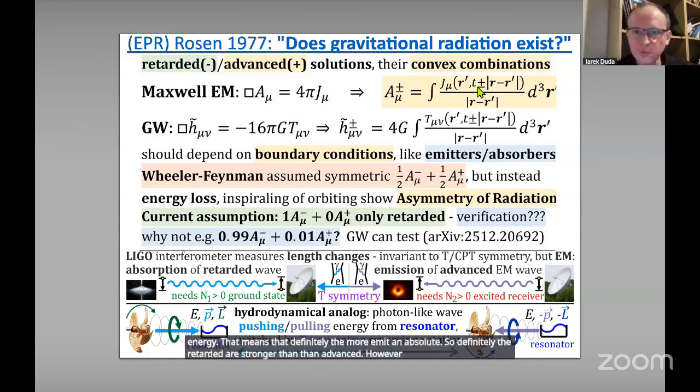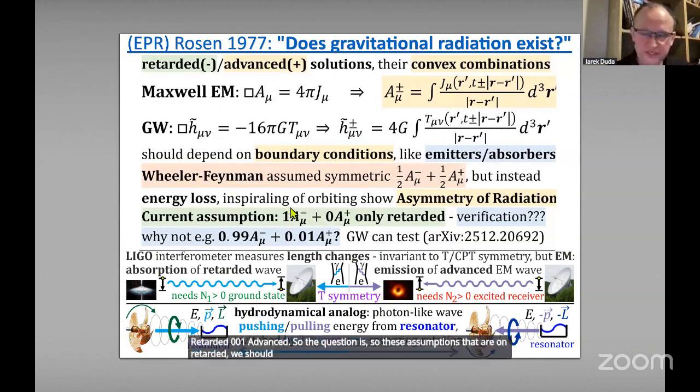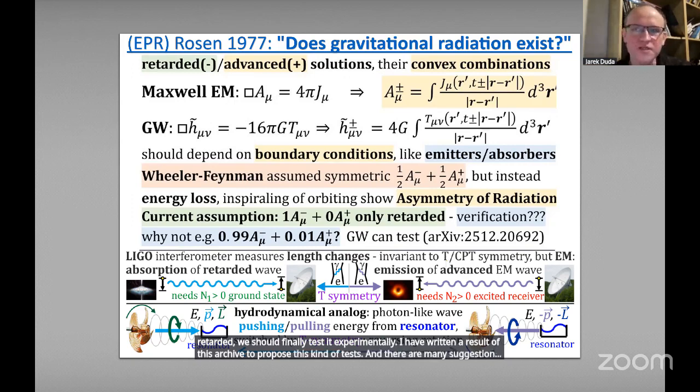However, we assume they are infinitely stronger, but maybe it's not infinity. So maybe it could be, let's say, 0.99 retarded, 0.01 advanced. So the question is about these assumptions that they are only retarded. We should finally test it experimentally. I have written this arXiv paper to propose this kind of tests. And there are many suggestions that indeed there might already be evidence.